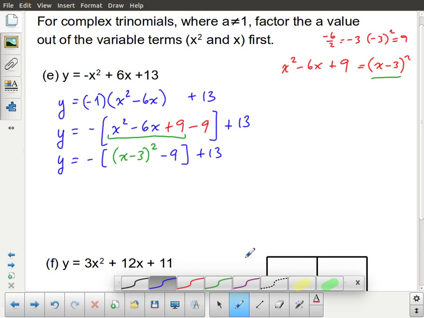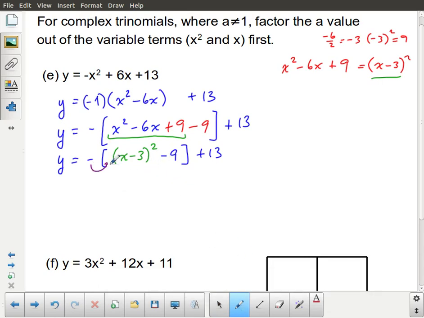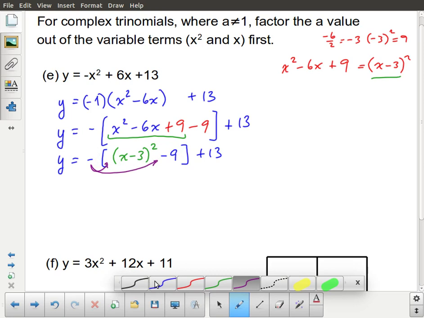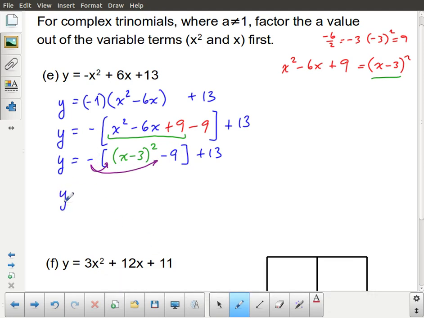Okay, now the next thing I'm going to do is multiply this negative sign, which is really a negative 1, into that square bracket to get rid of that outer square bracket. I want to put this into vertex form, and we're not quite there yet. So negative 1 times this bracket, I'm going to leave the negative outside the bracket, x minus 3 all squared.